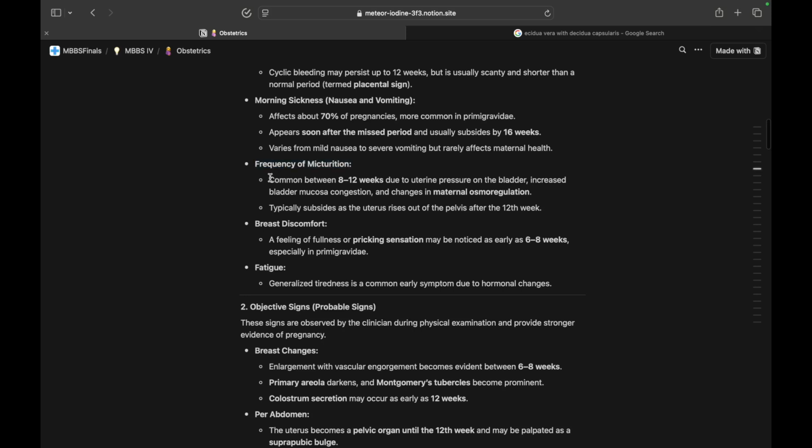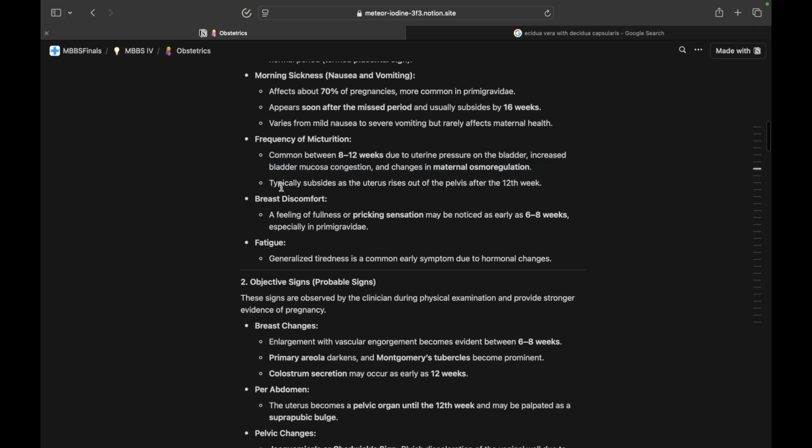Frequency of micturition is common between 8 to 12 weeks due to uterine pressure on the bladder, increased bladder mucosa congestion and changes in maternal osmoregulation. So maternal osmoregulation can affect this, and also increased pressure on the bladder by the uterus and increased bladder mucosa congestion typically subsides as the uterus rises out of the pelvis after the 12th week. So it is 8 to 12th week.